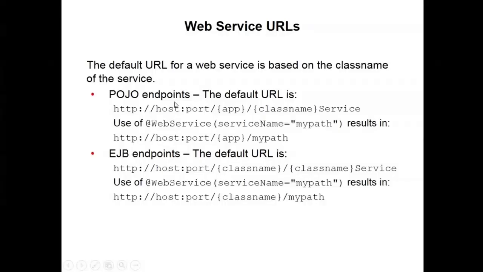So that is for your simple Java class. Now you can create a web service from an EJB also, right? If I create a web service from an EJB, then it is an EJB endpoint; if you are creating a web service from a simple Java class, then we say POJO endpoint, like that.